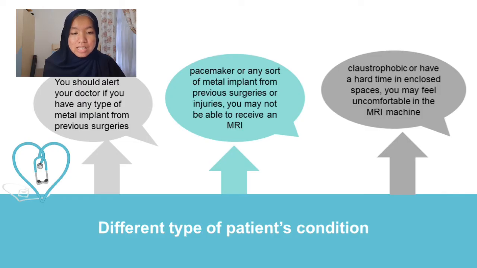Next, different types of patient conditions will determine the imaging process. For MRI imaging itself, because an MRI uses magnets, it can attract metals. You should alert your doctor if you have any type of metal implant from previous surgeries. For example, if you have a pacemaker or any sort of metal implant from previous surgeries, you may not be able to receive an MRI because it uses magnets.